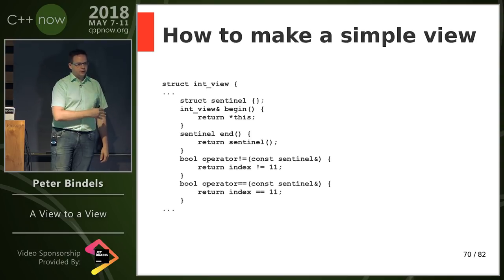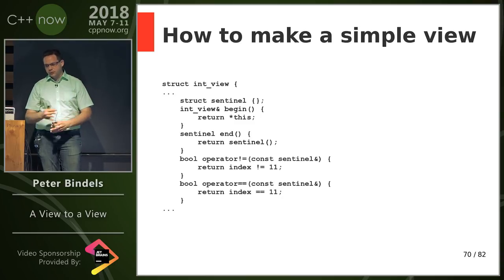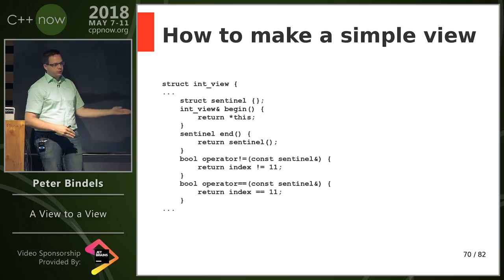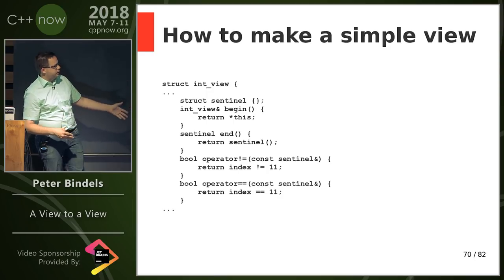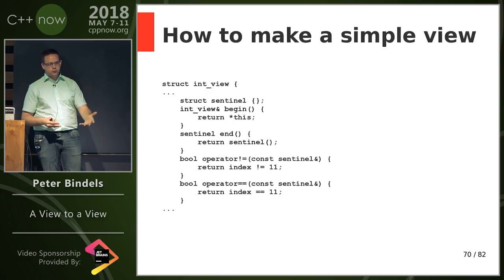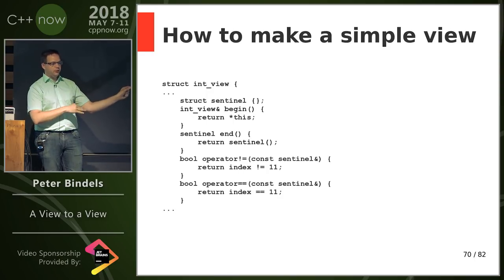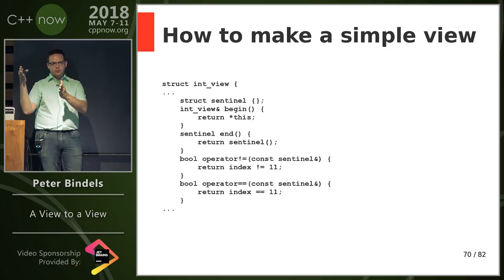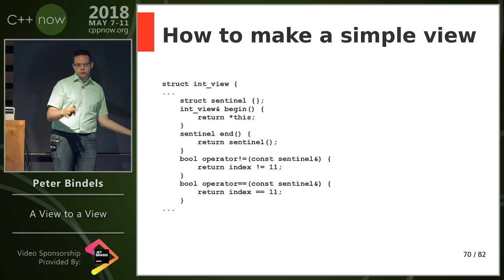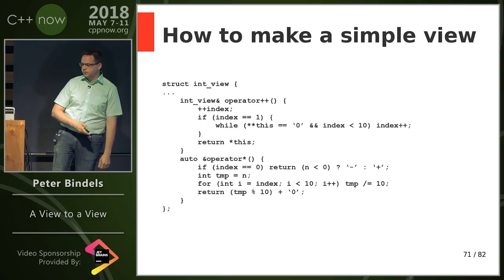I have the same stuff that I had last time. I have a sentinel, I can return that, I have a comparison, and I check to see if I'm at position 11. Because if I take an int, 32-bit, converted to a string, I have a single character for plus or minus, 10 characters for number, and then I'm done. So I have 11 characters I want to return, that's the end condition.